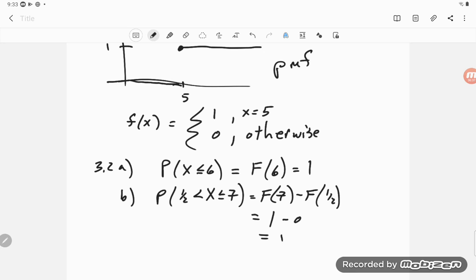Okay, and so that's 3.1 and 3.2. And part A anyway for 3.1, and then what we do with that in 3.2. So there we go, 3.1.